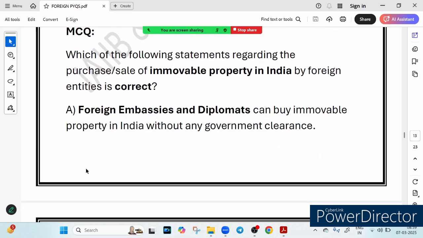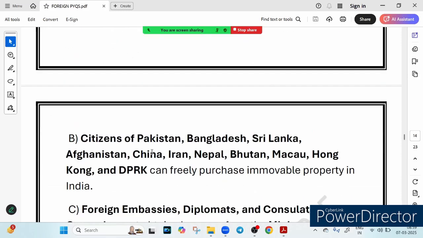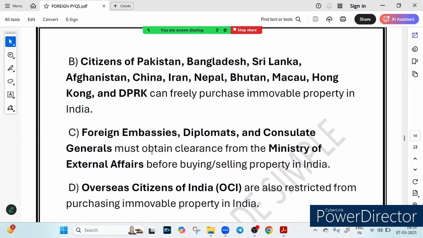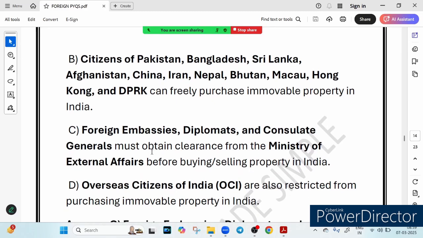So now let's see the next question. Which of the following statements regarding the purchase or sale of immovable property in India by a foreign entity is correct? Right, so let's go through the options. Option A, foreign embassies and diplomats can buy immovable property in India without any government clearance. Option B says that citizens of Pakistan, Bangladesh, Sri Lanka, Afghanistan, China, Iran, Nepal can freely purchase immovable property in India. Option C, foreign embassies, diplomats and consultancies must obtain clearance from the Ministry of External Affairs before buying or selling property in India. And option D, OCI, overseas citizens of India, are also restricted from purchasing immovable property in India.